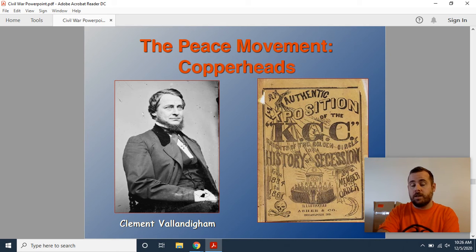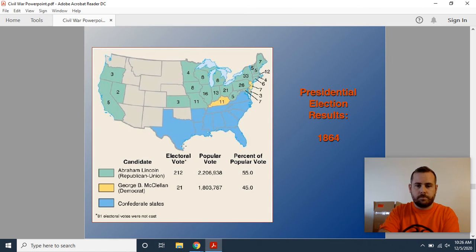And he goes to great measures, sometimes unconstitutional measures, in terms of silencing free speech, arresting Copperheads without charge, not giving them a fair trial, and instead doing military tribunals. Lincoln did a lot of aggressive things to silence the peace movement or the Copperhead movement during the Civil War.